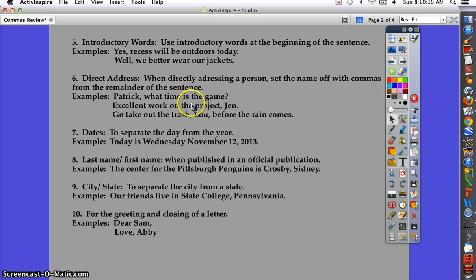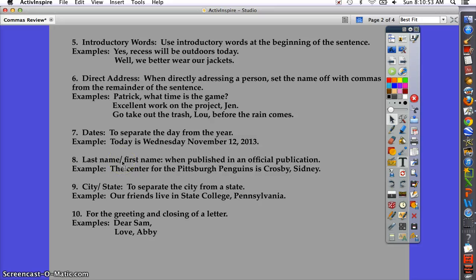So directly speaking to a person, have a comma with that name, either after the name if it's at the beginning, before the name if it's at the end, or around the name if it's in the middle of the sentence. Dates, to separate the day from the year. Example: Today is Wednesday, November 12th, 2013, comma between the day and year.